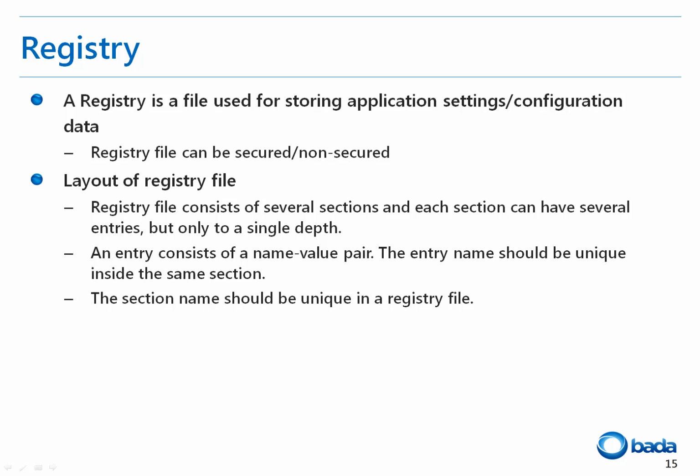Next, I'm going to explain the registry class. The registry is generally used to save application settings or configuration data. For enhanced security, bada facilitates both secured or non-secured variants for creating registry items. Registry files can have several sections, and each section can have several entries, but only to a single depth. Each entry refers to a name-value pair, and the name should be unique inside the same section.